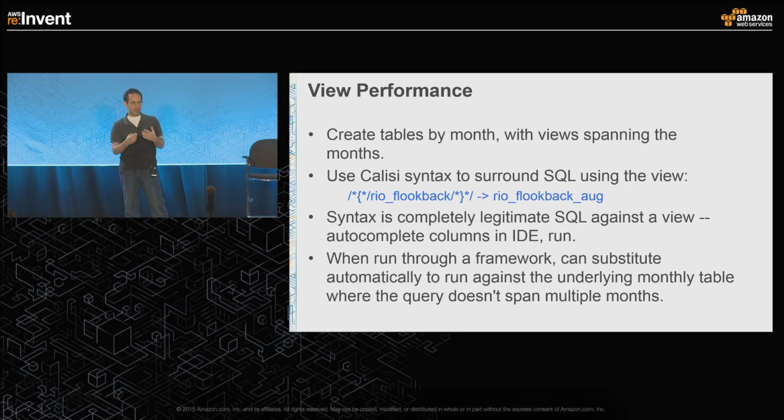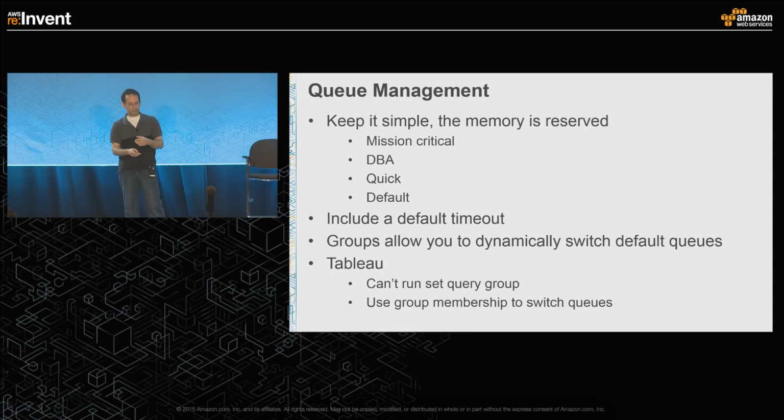But your underlying framework can substitute in and run against an individual table instead of using the view to get performance optimizations that way. As I said, a lot less relevant now that the view performance is around as good for union all type views. But it used to be a very large win to avoid running queries against union all views.